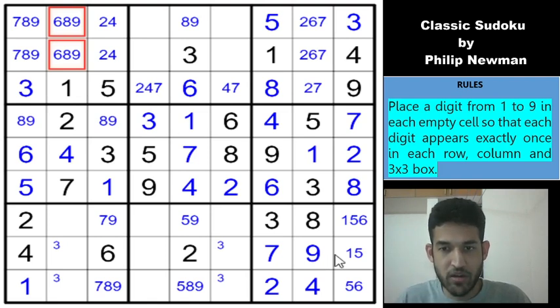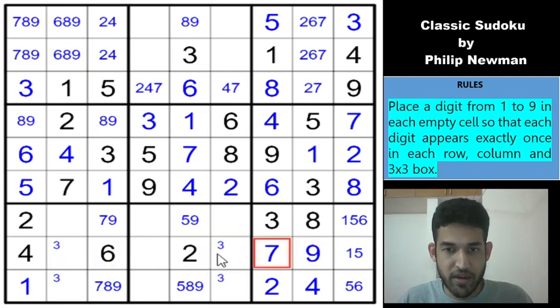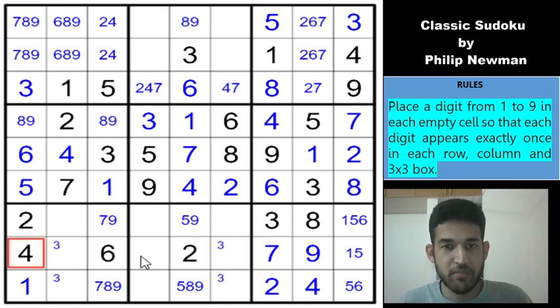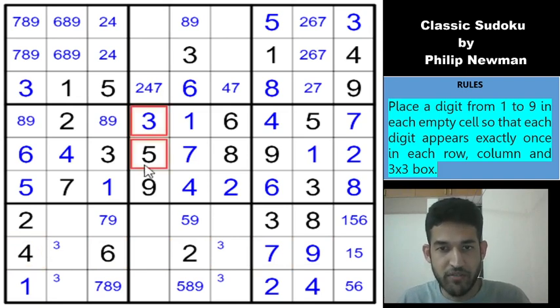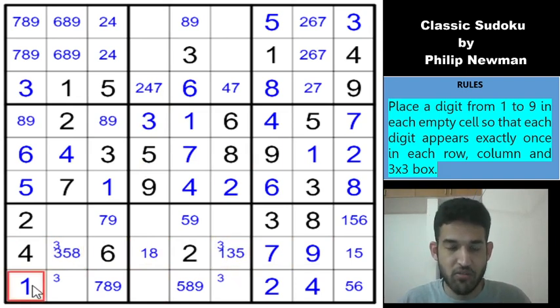So let me look at row 8 now because there are 5 digits placed. 7, 9, 2, 4 and 6. So remaining must be 1, 3, 5, 8. So you can't have 3, 5 here. So this is 1 and 8. Can't have an 8. So this is 1, 3, 5 and this must be 3, 5, 8 because of the 1 here.